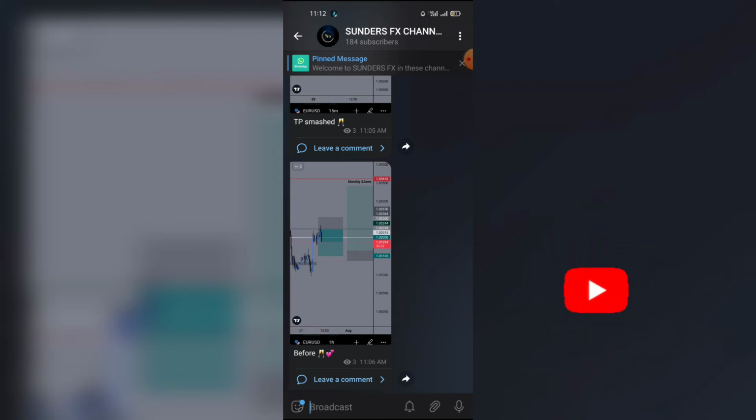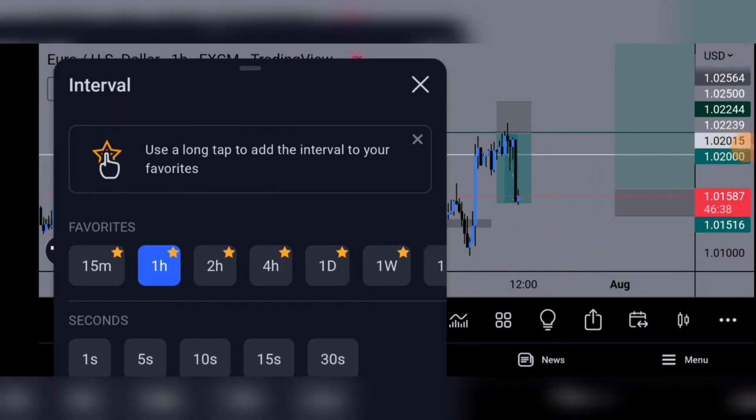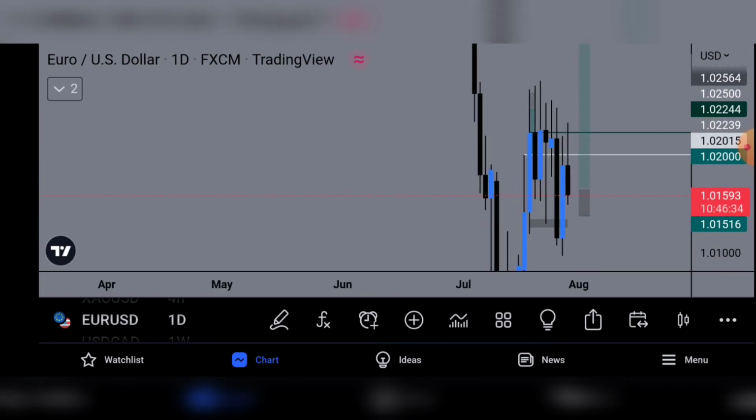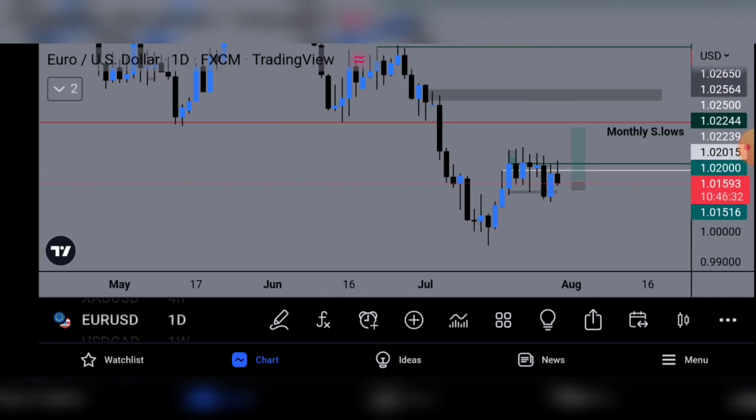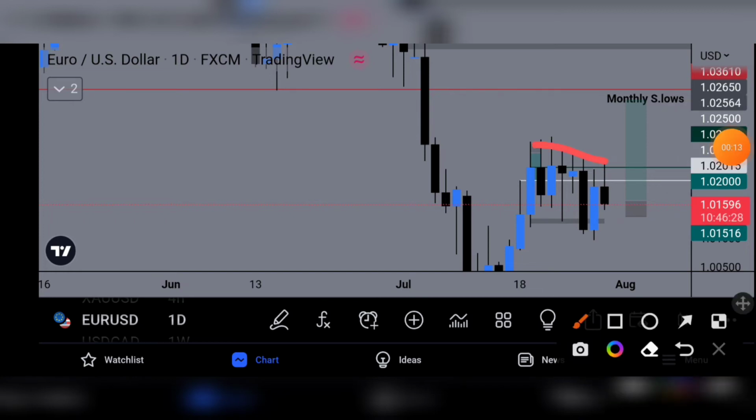So let me go back to TradingView right now to show you guys the total framework of my EURUSD trade. So how did I take this trade? How did I see this setup? From the daily time frame, yesterday was actually the FOMC meeting, causing the bullish close, right? And you can see there is a clear rejection right here.